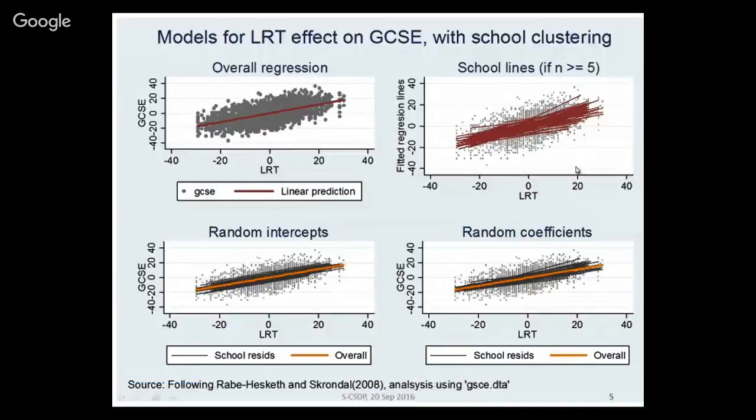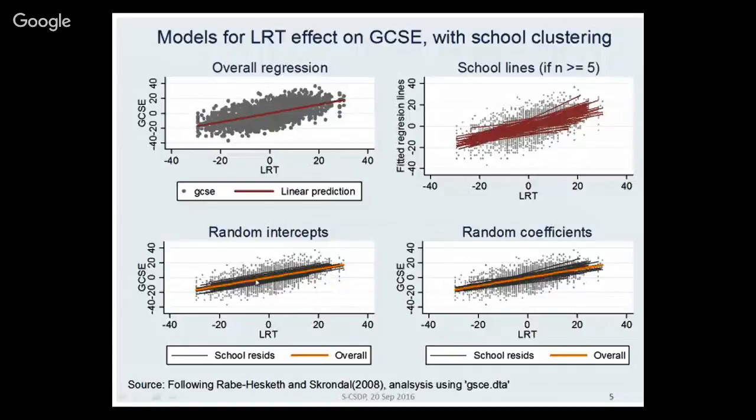Another possibility would be a different regression model for each of the different schools. Here I've plotted the regression slopes that we get from doing 65 different models. It's actually slightly less than 65 because we're not including the schools with less than 5 pupils in, but we've got a bunch of different regression lines for each of the different schools. On the bottom of the image, we've got some multi-level models using random effects. We've got two different types of models, random intercepts and random coefficients, and these are the two main categories of multi-level model that are often used in social sciences.